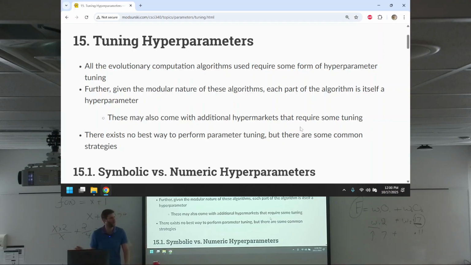If you're dealing with real numbers, you're not going to find the best one. It's impossible. So, yeah. All right.